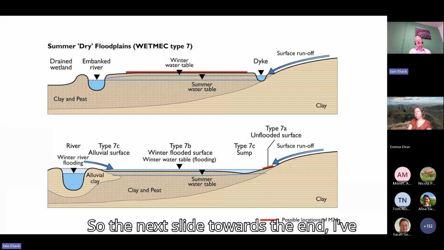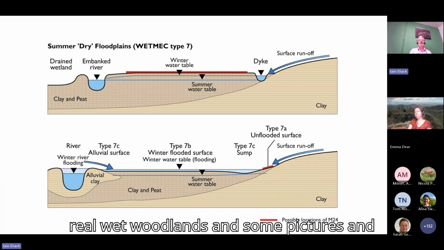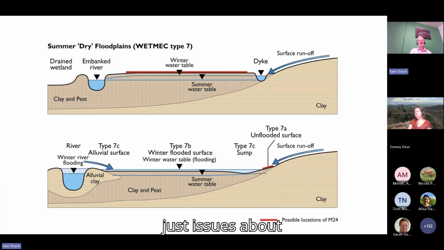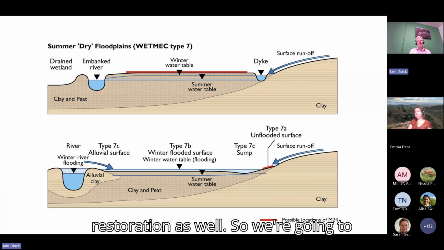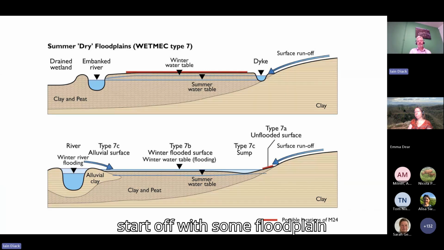So in the next slides, towards the end, I've got some examples of situations in real wet woodlands and some pictures, and issues about drainage and pressures and restoration as well. So we're going to start off with some floodplain woodland.